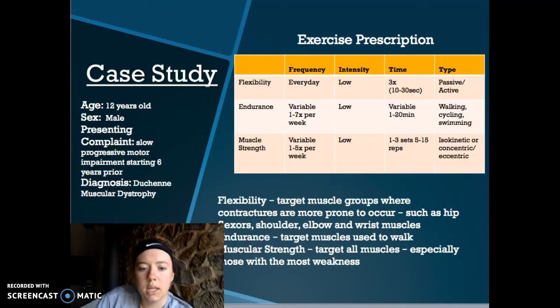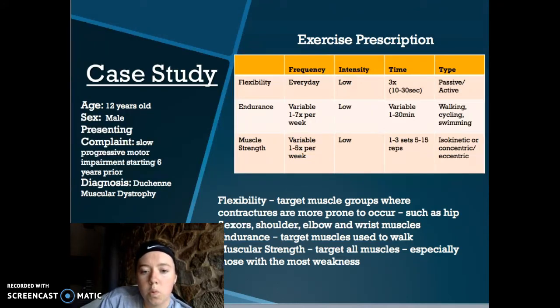Let's look at a case study. Taking into consideration all that we have just discussed regarding DMD, the child inherited a mutant gene for dystrophin from his mother. He's 12 years old. He's a male. And he came to me with a complaint of slow progressing motor impairment starting at 6 years old. So 6 years ago, he's 12.